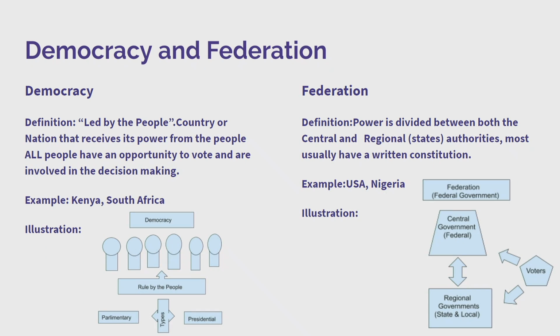This is a type of government where power is divided between a central and regional or state governments. They usually have a written constitution that says who's going to be in charge. It says who's going to be in control of which part. A very good example of that is the U.S., and another example is Nigeria.